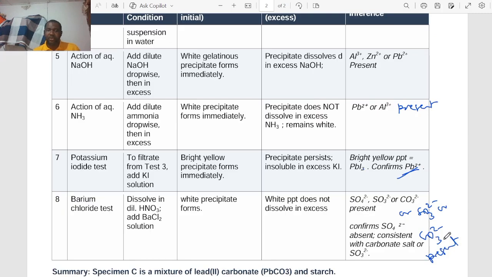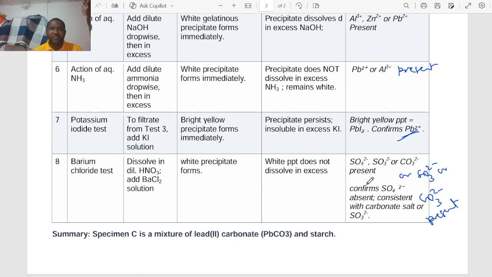Okay, so from all of these that we've checked, we can conclude that specimen C is a mixture of lead(II) carbonate and starch. So that is it for that.